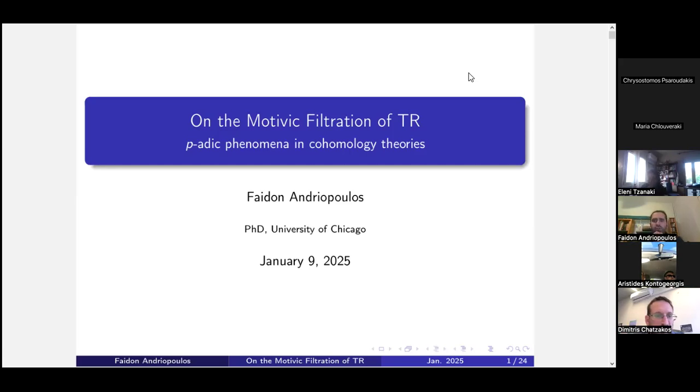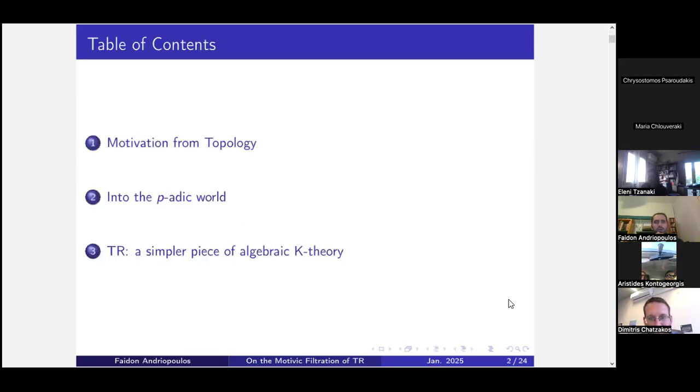Whatever happens, if you feel you don't understand something, especially at certain points where I'm a bit vague, please feel free to stop me, and I'll try my best to explain what's going on. Okay. So there will be three parts. We'll start with some motivation from topology, then we will go into some p-adic calculations, and then for the last part, I will try to explain the keywords of the title.